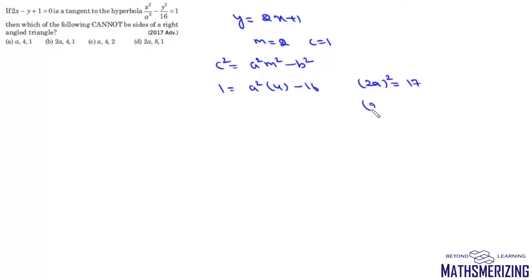We can write 2a square as 4 square plus 1 square. So 1, 4 and 2a will represent sides of a triangle. So this 1, 4 and 2a represents a Pythagorean triplet. It forms a right angle triangle. Other than that, all other options won't give us a right angle triangle. So which of the following cannot be sides of a right angle triangle? A, C and D. They cannot be sides of a right angle triangle.